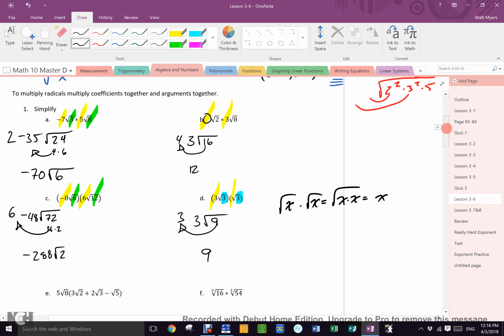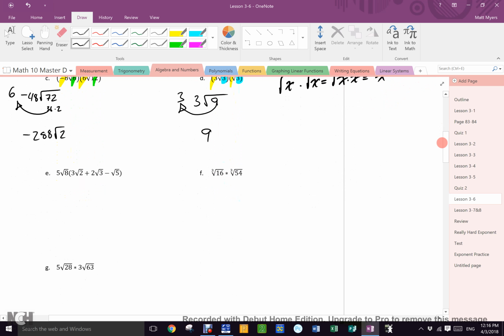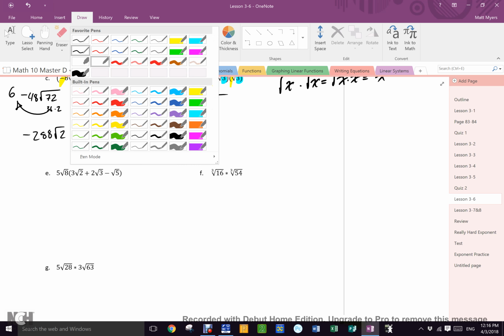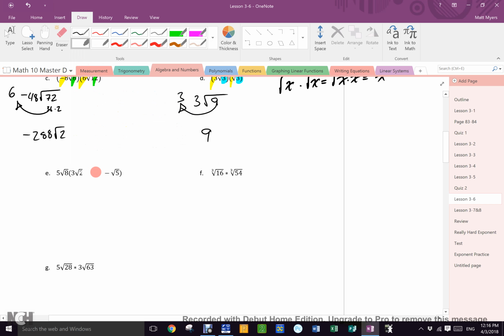Now look at E and tell me what's different. There's some adding in the middle of it, right? Apply what you already know. If none of this was there, would you know what to do? What would you do with the 5 and the 3? Multiply to get 15. What would you do with the 8 and the 2? Multiply to get what? 16.